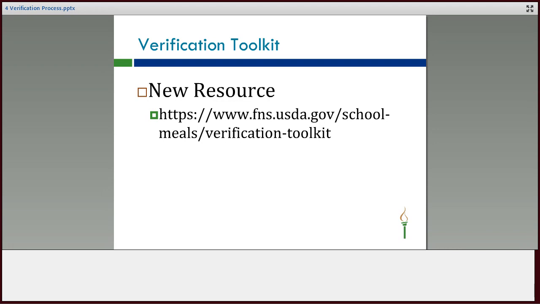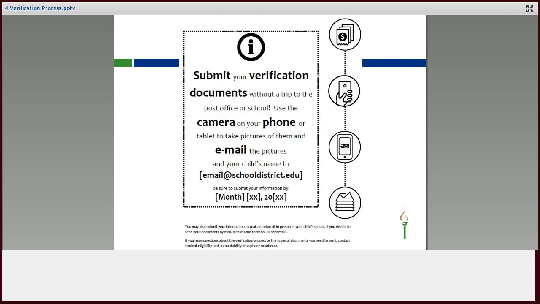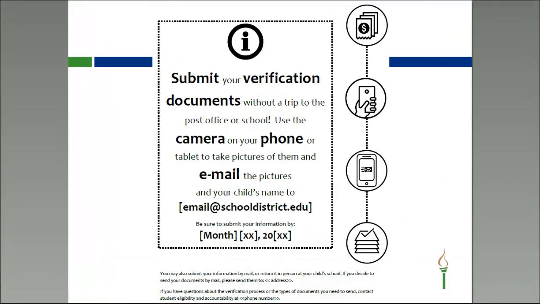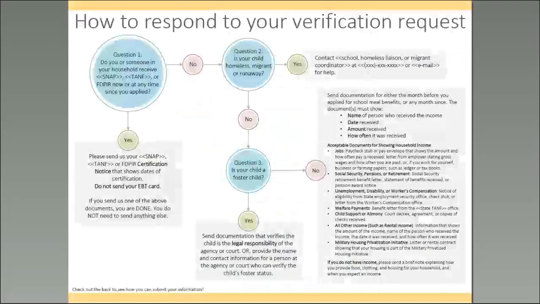The USDA released a new verification toolkit last year with ideas about how to increase your response rate for verification. So this is the link to the website. They have quite a few information sheets there, and I have some examples here just to show you. So this is a sheet showing households how they can submit their verification documents by sending pictures from their smartphones. So that's available on the USDA website that you can use.